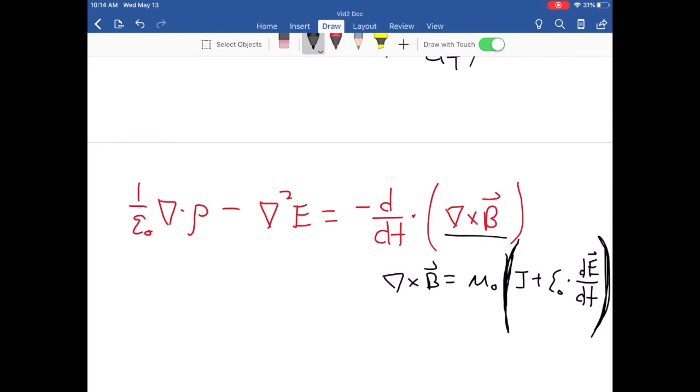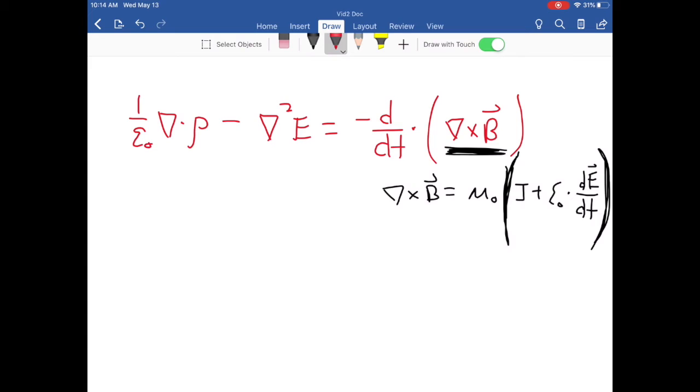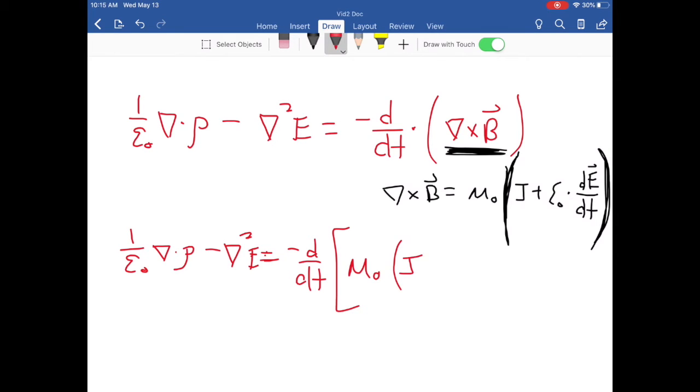So now subbing in the right-hand side of the equation for the quantity in parentheses here, we can obtain the following. Scrolling down to give us a little bit more room, we obtain 1 over epsilon naught del dot rho minus del squared E, and that's equal to the negative derivative with respect to time of the quantity mu naught times J, the current density, plus epsilon naught times the derivative of the electric field with respect to time.